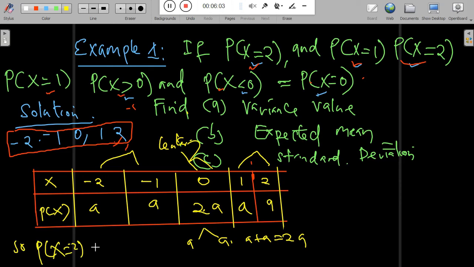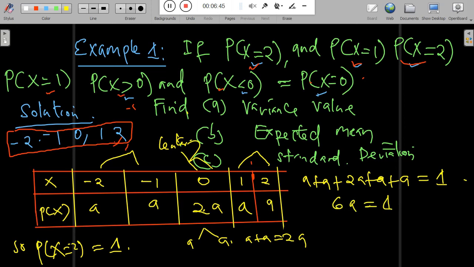But remember, the total probability is equal to 1. So the sum of all probabilities is equal to 1. So A plus 2A plus A plus A is equal to 1. Now we solve for the value of A. That gives 6A equal to 1. Divide by 6 on both sides, so A is equal to 1 over 6. Now let us plug in the value of A into the probabilities row of our table.